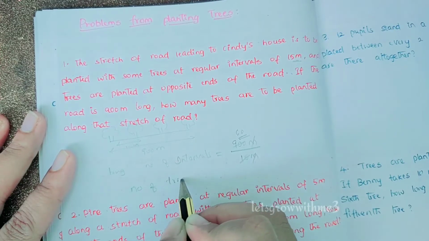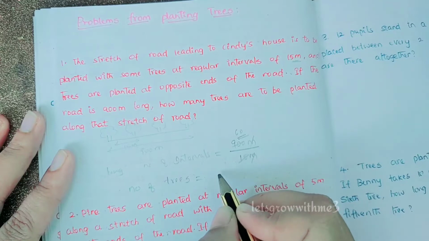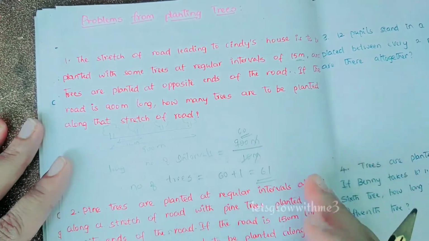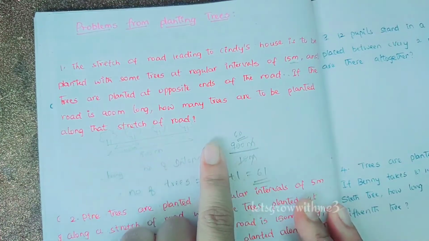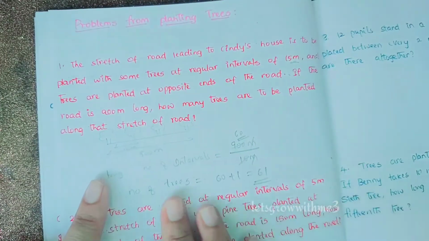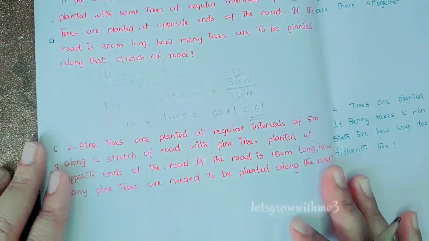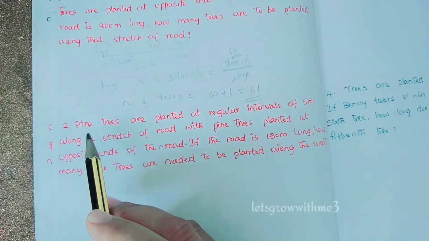So the number of trees is equal to the number of intervals, 60, plus 1, which is equal to 61. So that's how we get the number of trees. It's a case 1, which is very easy. So let's see the next one.